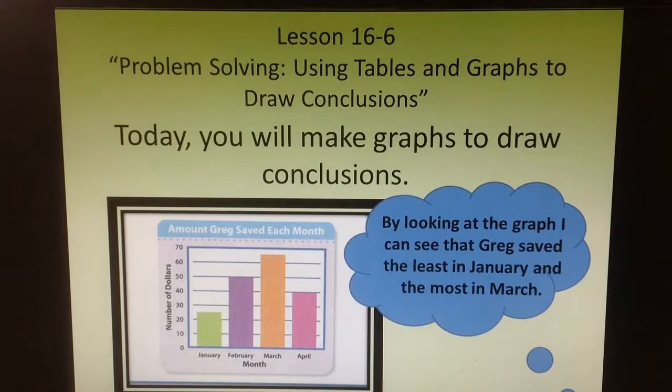Here's a conclusion we can draw from looking at this graph. We can figure out that Greg saved the least in January and the most in March. I know that because the title of the graph is Amount Greg Saved Each Month, and the bar for January is the lowest and the bar for March is the highest.